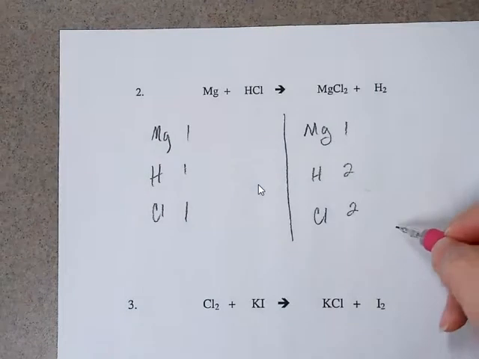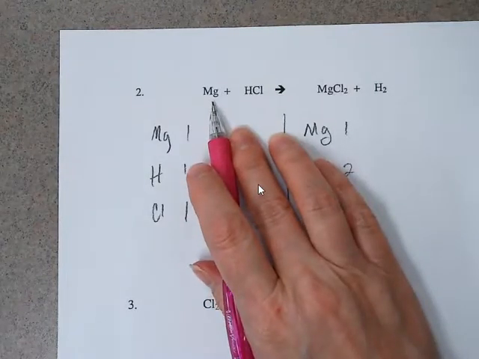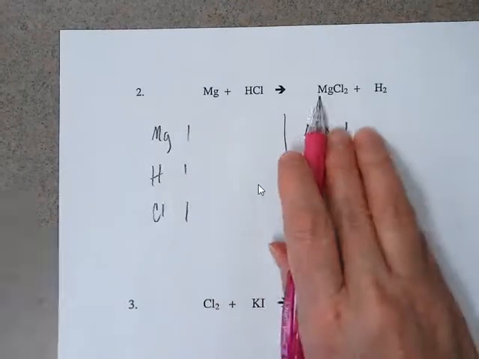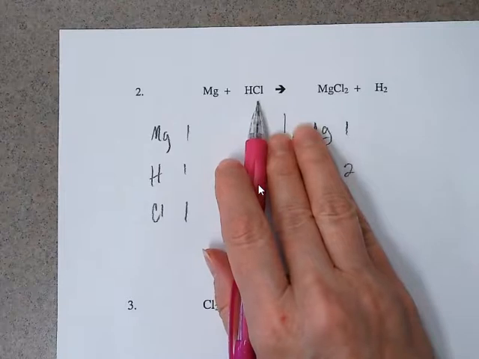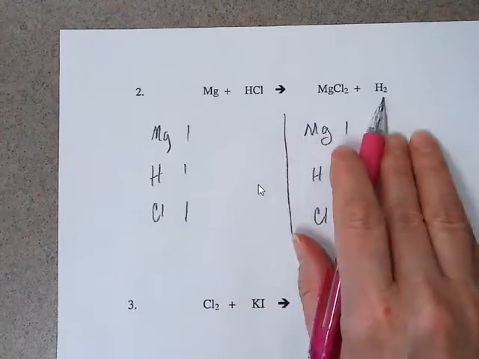Okay, so this is called a single replacement reaction, where magnesium takes the place of hydrogen and displaces hydrogen. So this is magnesium reacting with hydrochloric acid, or hydrogen chloride, to produce magnesium chloride and hydrogen gas.